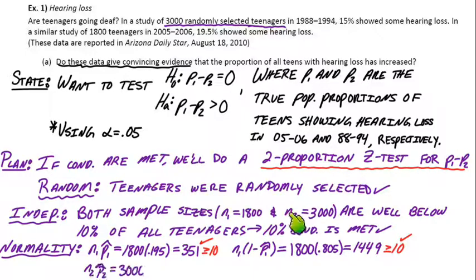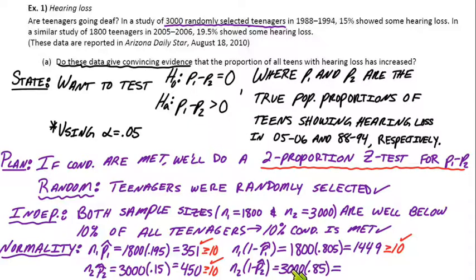How about sample 2? n2, p hat 2. So 3,000 times 0.15 for the 15%, which is 450. Definitely bigger than 10. That gets a check mark. And then n2, 1 minus p hat 2. So 3,000 for the sample size. 1 minus 0.15, that's 0.85. So that's 2,550, which is also at least 10.